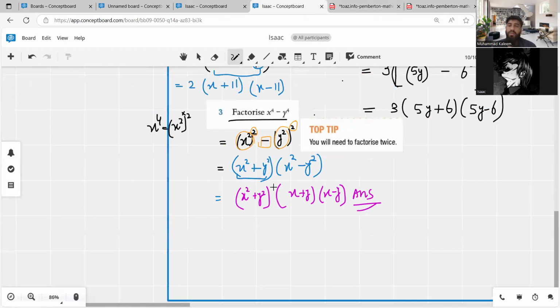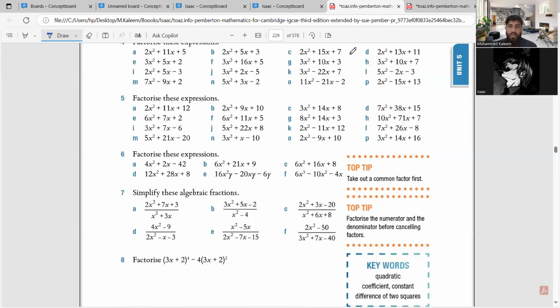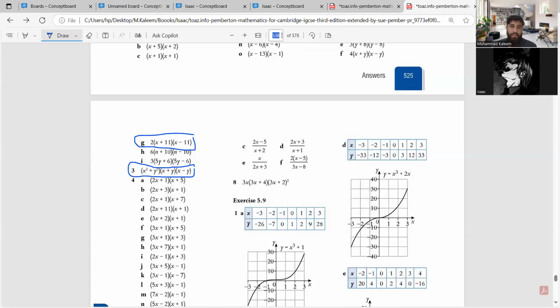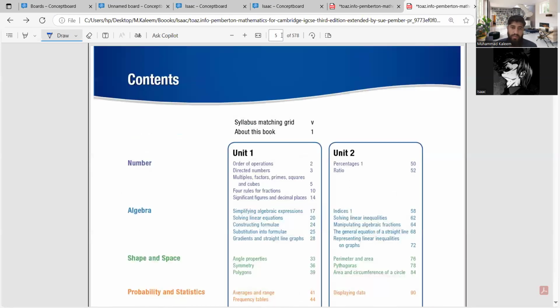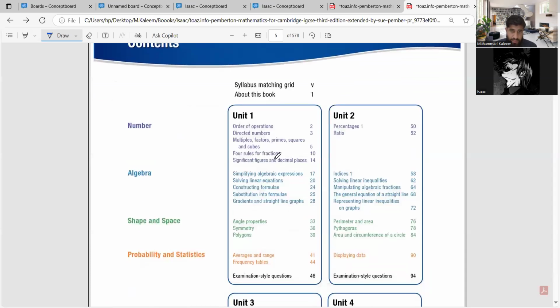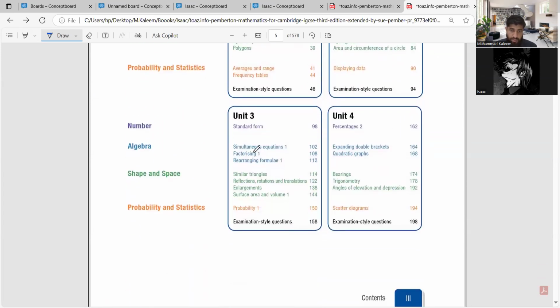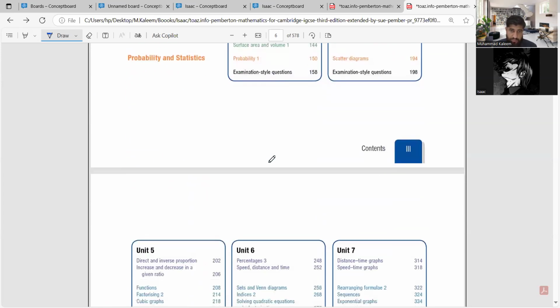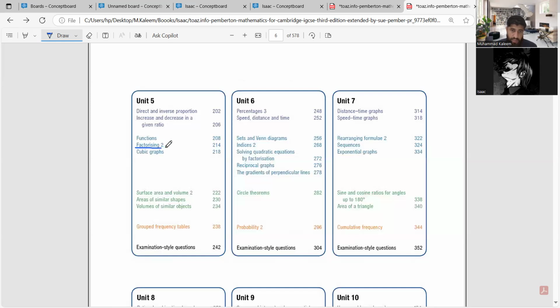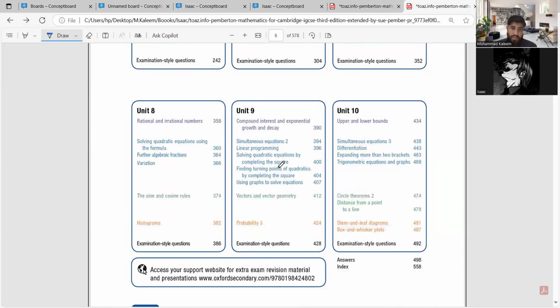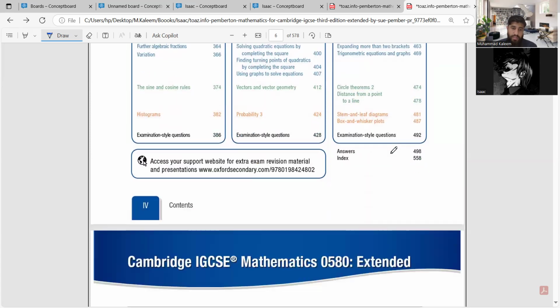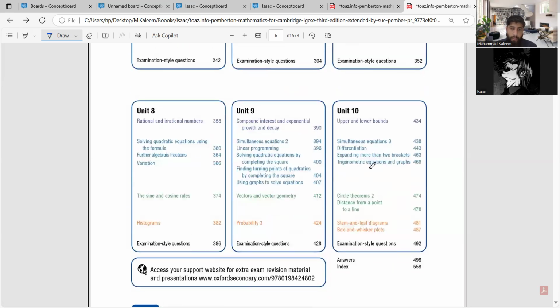Okay, now let's move on to the next one. I think we are done with the factorization. We completed this factorization in chapter number, which chapter was it? Chapter number 3. We did factorizing 1, and now we did factorizing 2. That's all. Is there any factorizing 3? No.